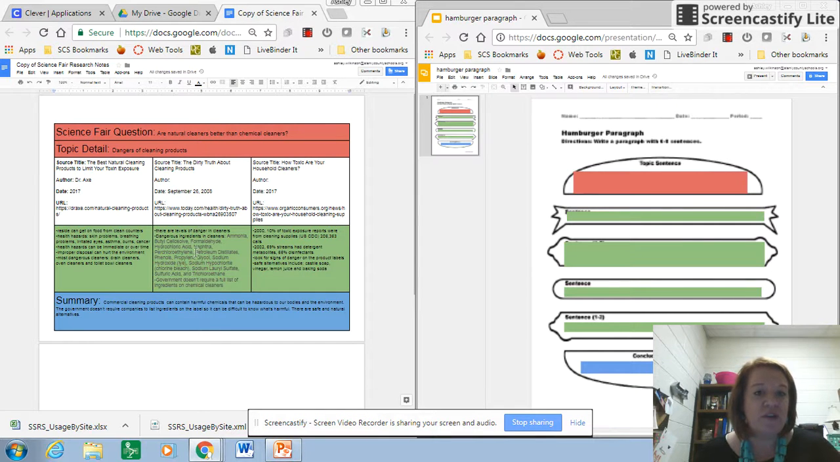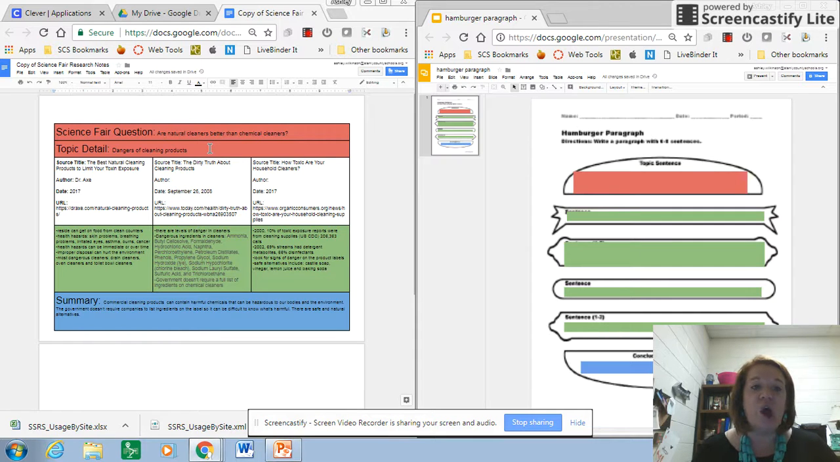Now you have your note sheet filled out. You'll notice that mine has colors on it, and I did that on purpose to help you guys see where I'm taking the information on my note sheet and where it fits in on the hamburger. So if you'll look at the note sheet, my science fair question was, are natural cleaners better than chemical cleaners? And my topic that I was looking at to write my paragraph is, what are the dangers of cleaning products?